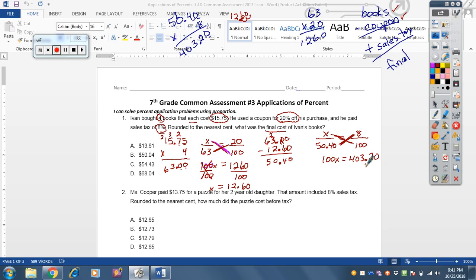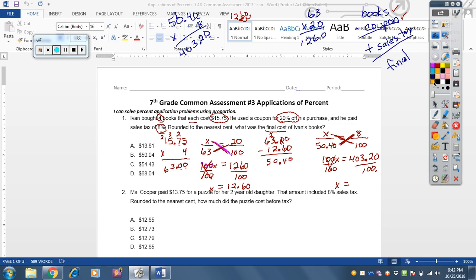$50.40 times 8 is 403.2 or 403.20. Now I need to divide by 100. And so what I've seen is people trying to cross this last zero off. You cannot cancel the zeros. This 0 is in front of the decimal because the decimal on 100 is right here. This 0 is behind the decimal because the decimal for 403.20 is here. You can't cross them off. One's in front and one's behind. They're different. So you have to actually divide.